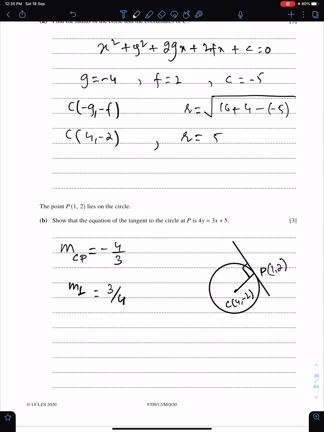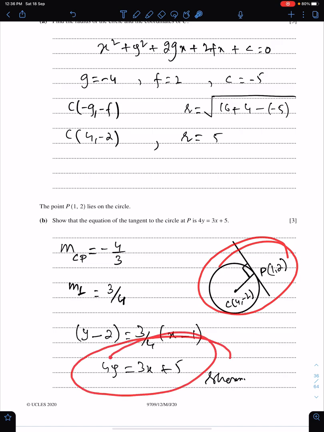So equation of tangent would be y minus 2 equals 3 upon 4 times (x minus 1). So we have shown this: 4y equals 3x plus 5. This is the equation of the tangent at P. Shown.